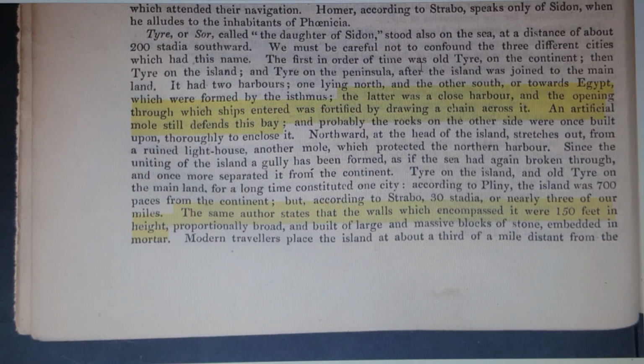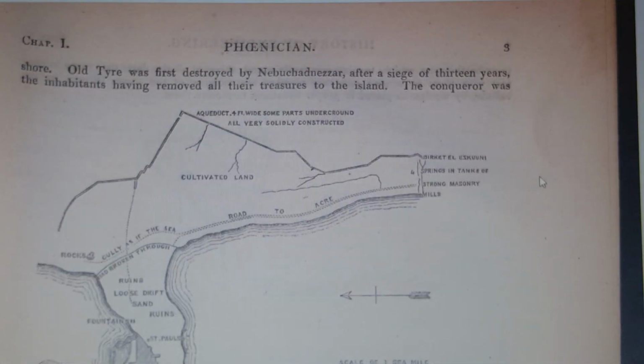Tyre on the island and Tyre on the mainland for a long time constituted one city. According to Pliny, the island was 700 paces from the continent, but according to Strabo, 30 stadia, or nearly 3 of our miles. The same author states that the wall which encompassed it was 150 feet in height, proportionally broad, and built of large massive blocks of stone, embedded in mortar. Modern travellers place the island at about a third of a mile distance from the shore.